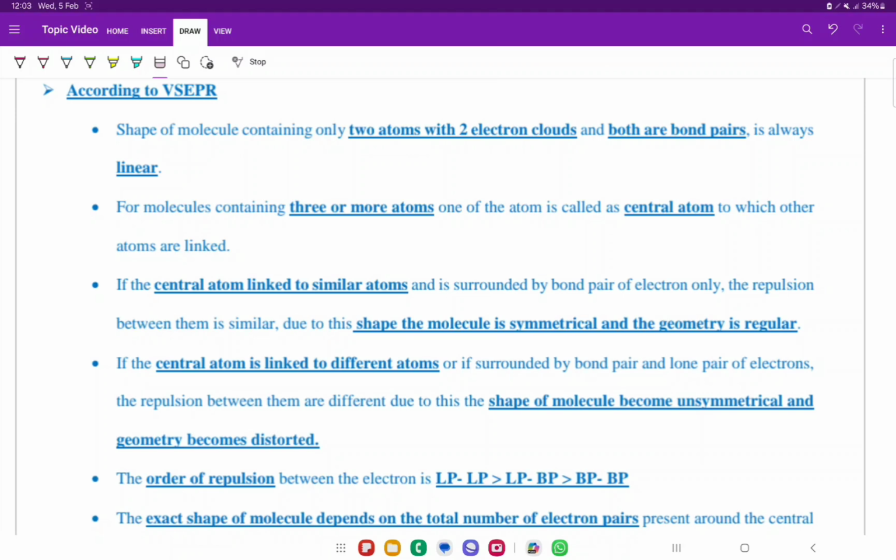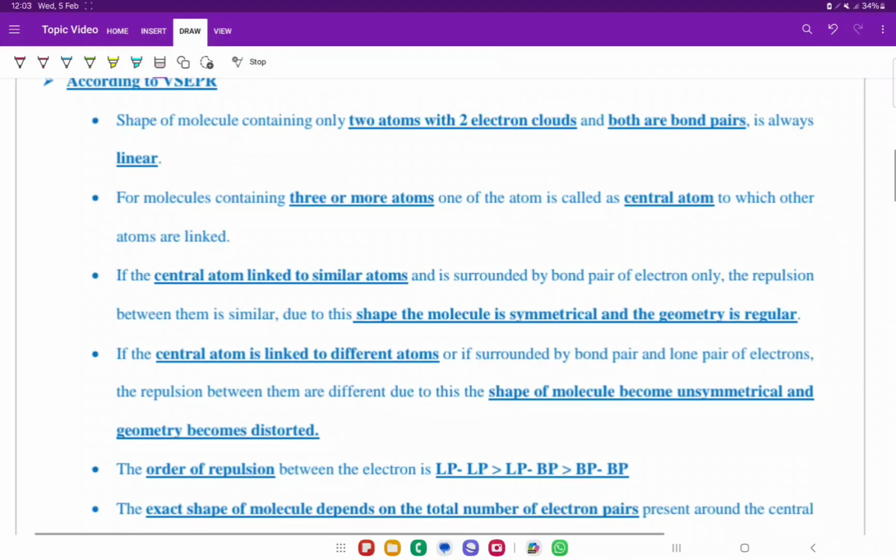Thus, according to the VSEPR theory given by Sidgwick and Powell, the shape and geometry of a molecule containing two electron clouds, both of which are bond pairs, will always be linear. That is, if a central atom is bonded to two atoms, it has two electron clouds, and the shape and geometry of such a molecule will always be linear.